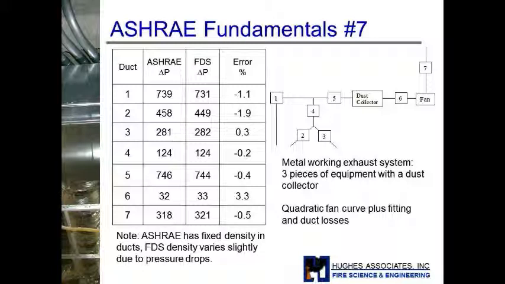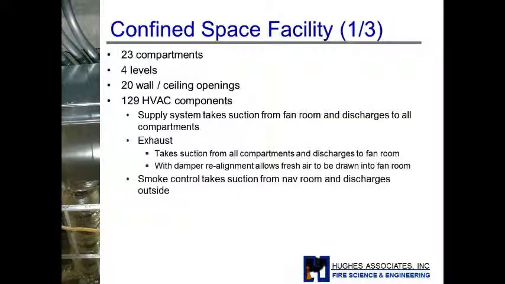And we see that we wind up within a percent or so of the ASHRAE handbook solutions. It should be noted that ASHRAE just presumes there's a fixed density in the ducts, whereas in FDS, since we have pressure drops, there are slight changes in densities along the space. So we'd expect some differences in the solution between the two, but essentially we replicate these hand calculation answers, another verification of FDS.